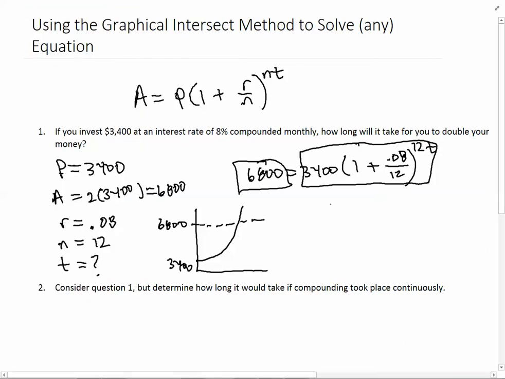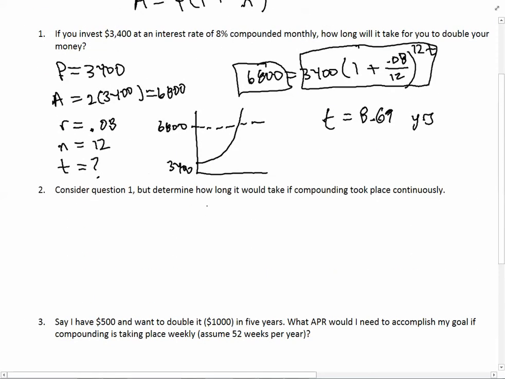So t is going to take 8.69 years to accomplish this goal. Now, it's as simple as that to solve that equation. We didn't have to do any logarithms or anything complicated, stuff that you'll learn in college algebra if you go on. Consider question 1, but determine how long it would take if compounding took place continuously.